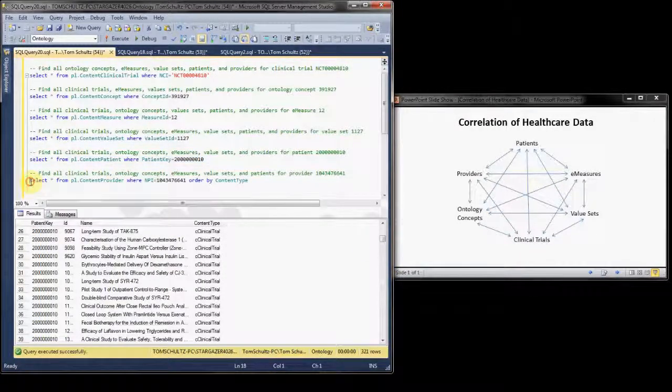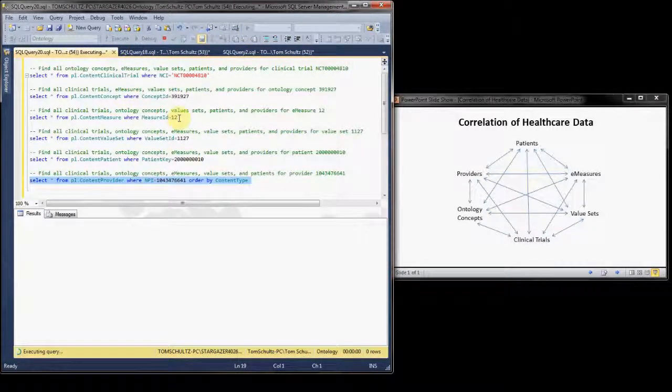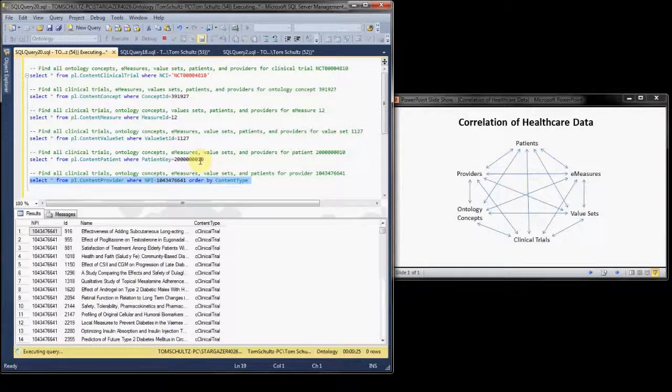And lastly, for a particular provider, like a doctor, find all of the patients associated with that doctor, clinical trials applicable to that doctor, e-measures, value sets. This one's taking a little bit longer here. I should point out that we have lots of clinical trials loaded in this demonstration and lots of e-measures and value sets. We are short on patient information here. But you can easily envision that this would be applicable to a large set of patients too.